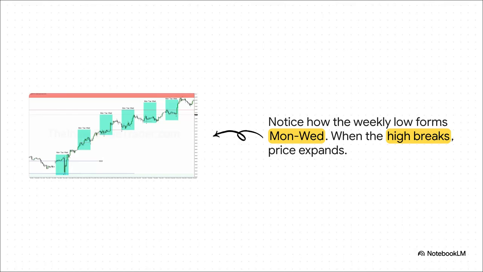And this chart just brings it all together beautifully. You can see the Monday to Wednesday ranges highlighted there. In this bullish trend, just look at how the low of the week is consistently made inside that initial Monday to Wednesday window. Then, as soon as the price breaks the high of that range, boom, you see an aggressive expansion upward. This isn't just a coincidence, it's a recurring pattern. It's the weekly rhythm of the market in action.